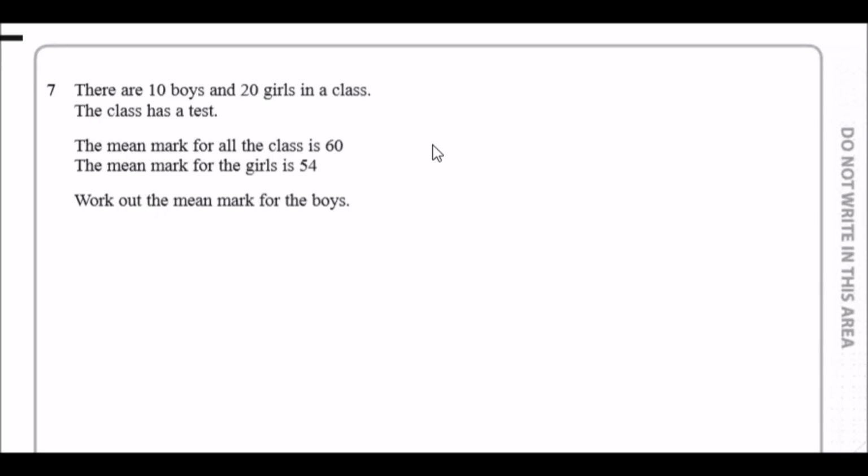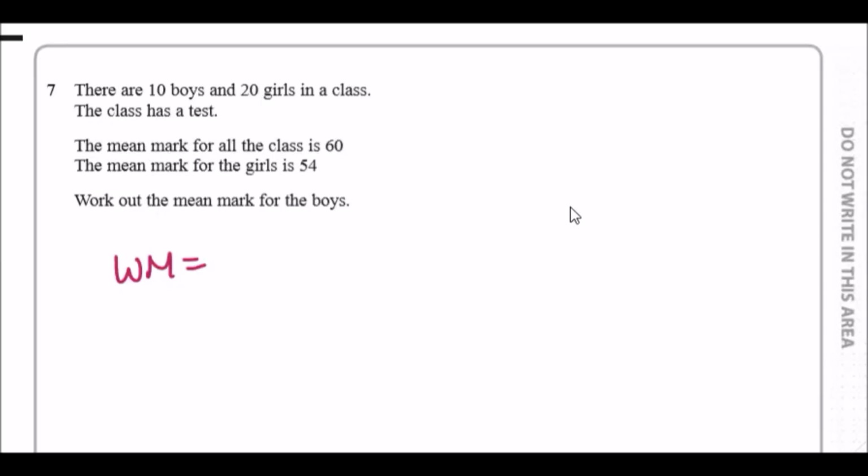Alright, number 7. So there are 10 boys and 20 girls in a class. The class has a test. The average mark for the whole class is 60, whereas the mean mark for the girls is 54. Work out the mean mark for the boys. There's a very easy way to do this. First, we need to use the weighted mean technique. This just means that we're finding the average of the average.